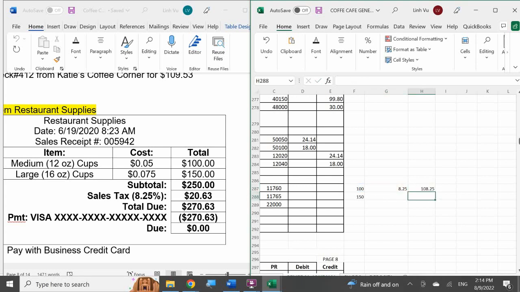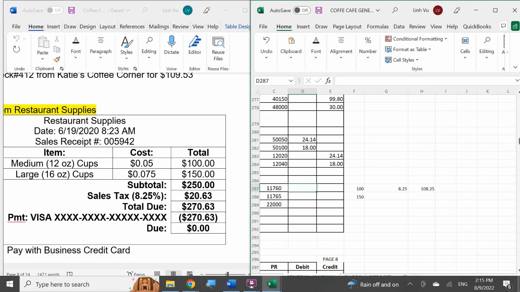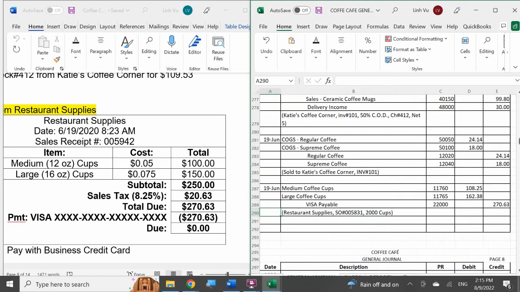Okay. Now in this case, if you already know that much, then you can just take the difference from the grand total and you'll get the same exact answer. You don't need to do the second one just to get your penny straight. In this case, you got 108.25 cents for the medium, and then you take the difference. This was 270.63 minus 108.25 to get the difference of 162.38. And that will give you the same answer of 270.63. So again, that's another quick and easy way to do it.